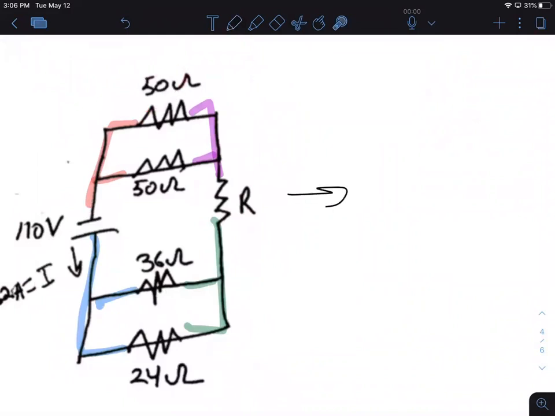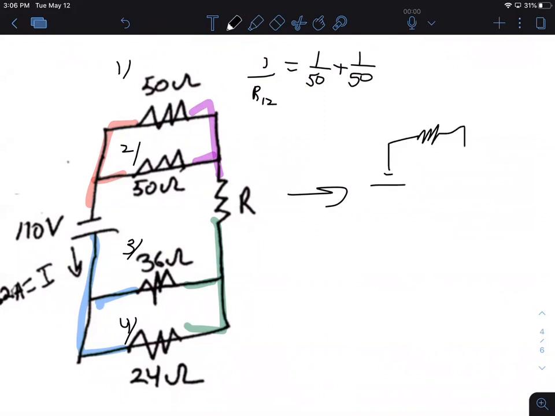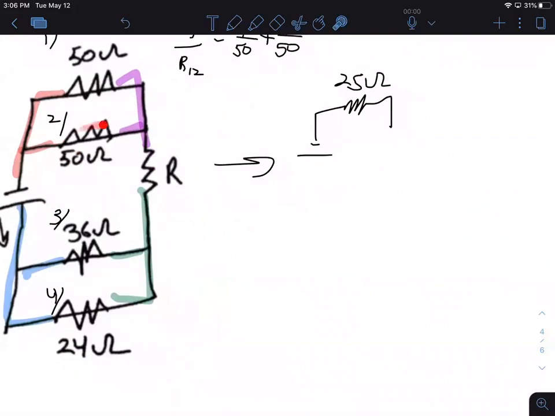So these guys, let's call this 1, 2, 3, 4. So 1 over the combination of 1 and 2 equals 1 over 50 plus 1 over 50. You do the math on that, you get that it ends up being half, 25 ohms. And we know that two identical resistors in parallel, the equivalent resistance is like I had one with half the resistance. Because it's like I'm taking the 50 ohms and adding an identical new path, I get twice as much current, so half the resistance.